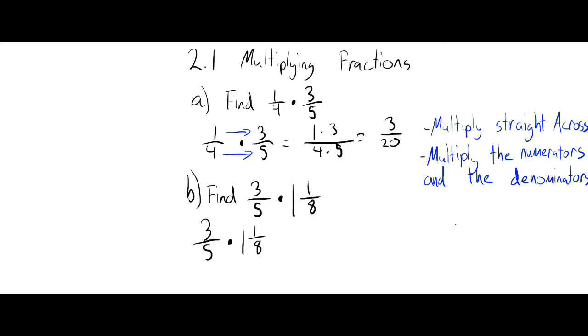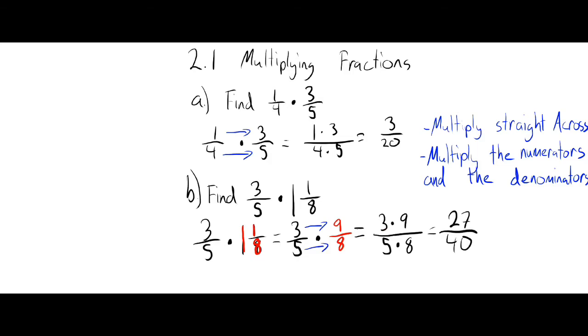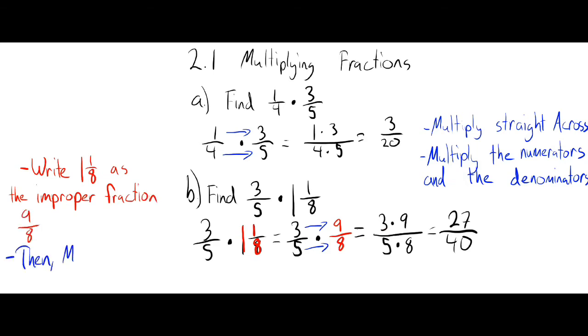Now, when we find the value of a mixed number, we first need to create an improper fraction. And we do that by multiplying the whole number times the denominator and then adding it to the numerator. And then we multiply straight across. So 3 times 9 and 5 times 8 is 27/40. That also cannot be simplified. So we're done. Remember when we have to first write 1/8 as an improper fraction, then just like a normal multiplication, numerator times the numerator and denominator times the denominator.